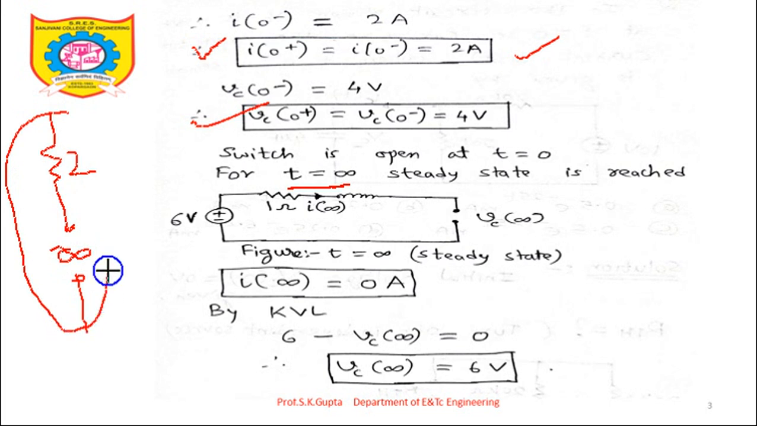This combination will be infinity, and infinity is shown by the open circuit. Infinite resistance means open circuit. So whenever we have open circuit, that means it has infinite resistance. Okay, so that's why I have removed that open circuit branch. So now next, this is the circuit at t equal to infinite state. Steady state has been reached, and this inductor acts as a short circuit.